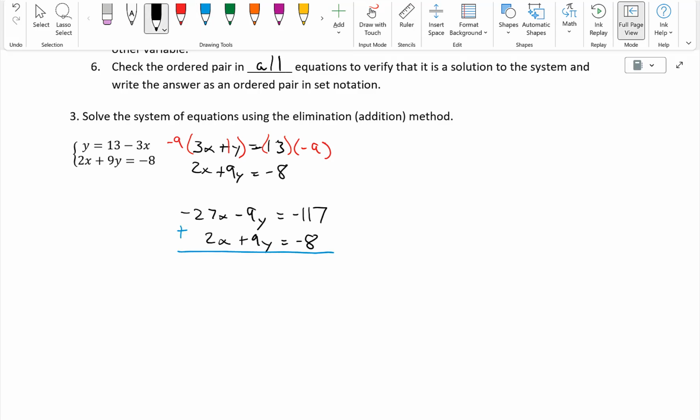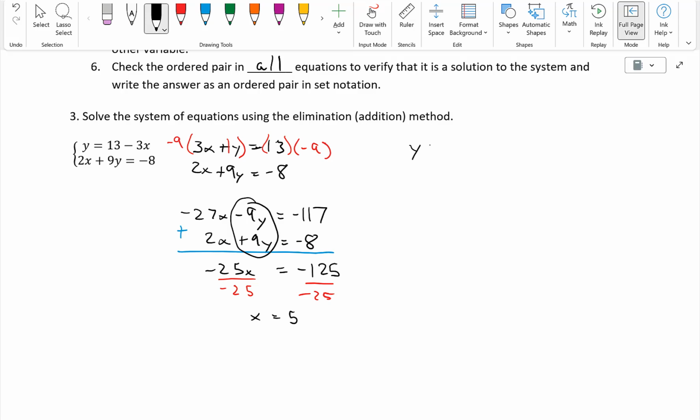So the negative 27x plus 2x gives me my negative 25x. My negative 9y plus 9y is going to zero out. And I just get that negative 125 on the other side. So just like when we did it with substitution, if I divide by negative 25 here, I find that x is 5. I can go back into either of my original equations to solve for the second variable.